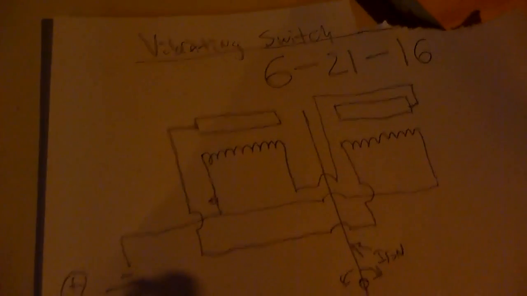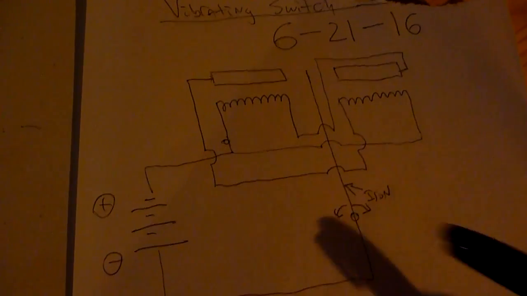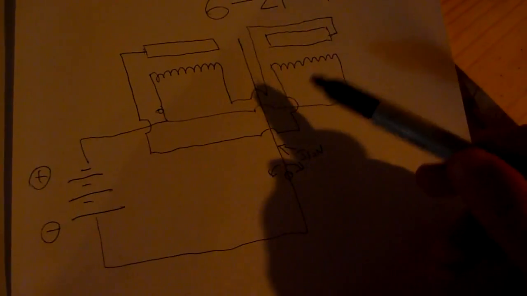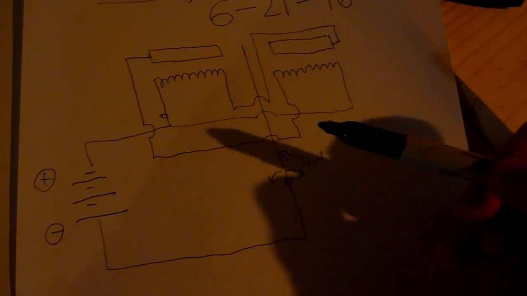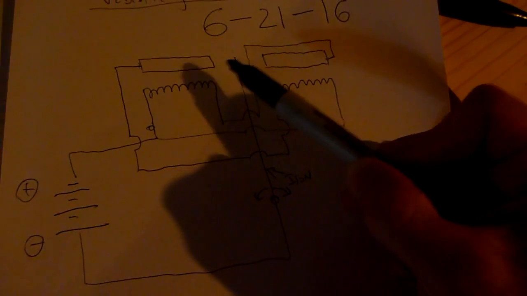So what we have here is two coils, and they're both connected to a battery. In between them there's an iron rod right here. This is an iron rod. So what happens is the iron rod is what actually completes the circuit.